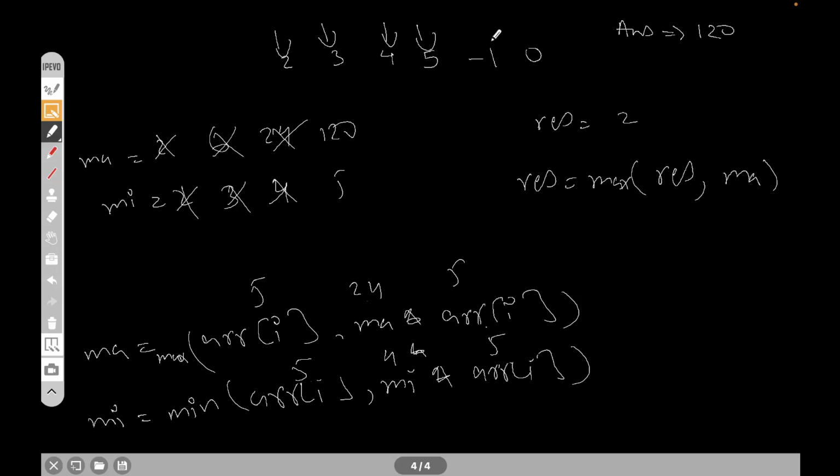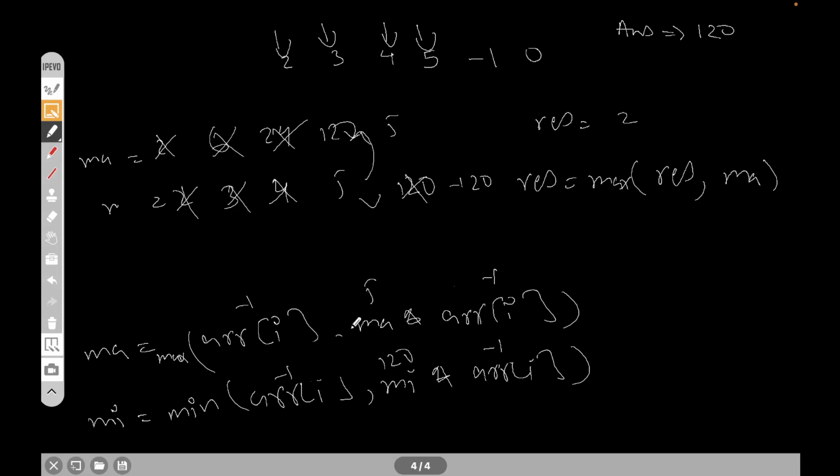Now we came on to the minus 1, so we have to swap these two. So MA will store the value as 5, and MI will store the value as 120. Now this is minus 1, and MA stores the value as 5, and MI stores the value as 120. So the minimum of minus 1 comma minus 120 will be minus 120. And the maximum of minus 1 comma minus 5 will be minus 1. So MA stores the minus 1.